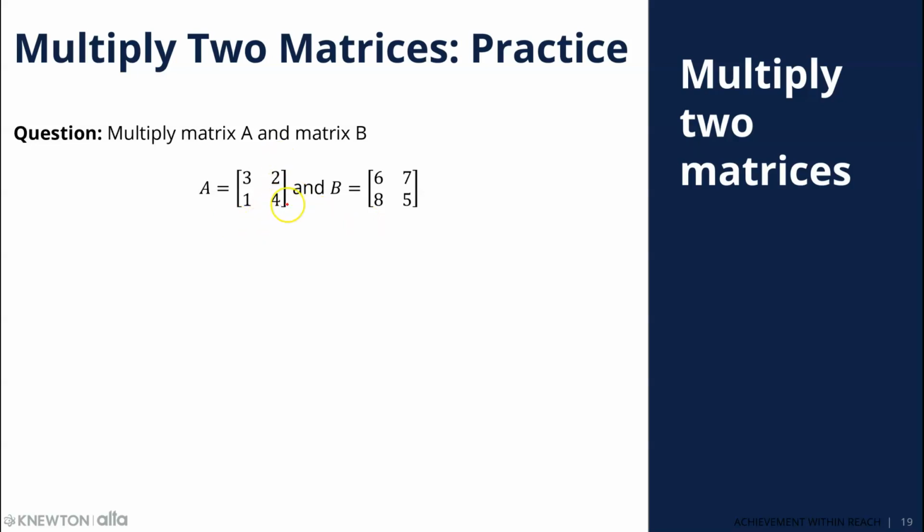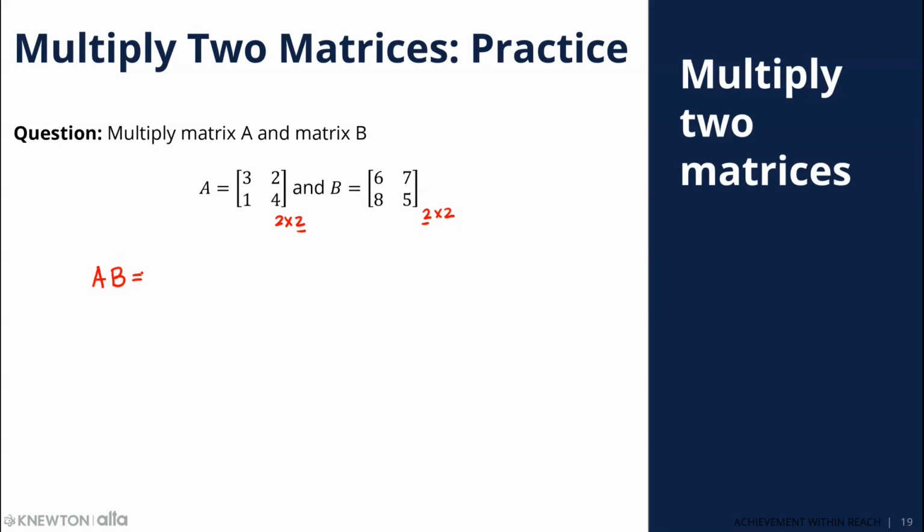So matrix A here is a 2 by 2 matrix, and matrix B is also a 2 by 2 matrix. Before you proceed, you make sure that the number of columns in the first matrix is equal to the number of rows in the second matrix. Since both of these matrices are 2 by 2, the product of the two matrices is possible to obtain.